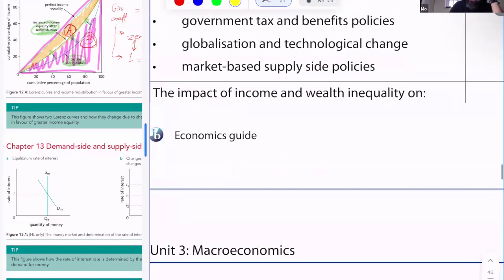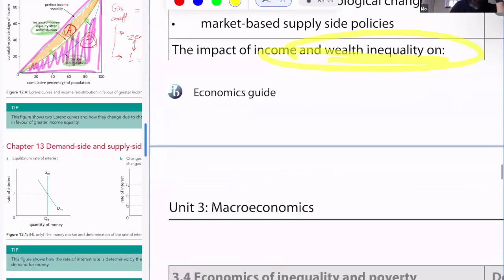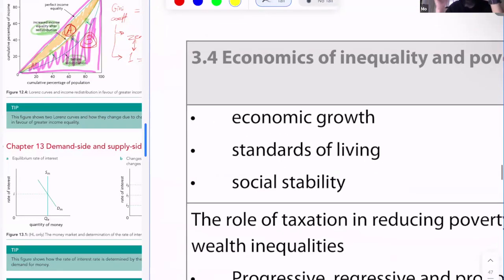So what is the impact of inequality? Why should we care about inequality? Because too much inequality can actually slow down economic growth.